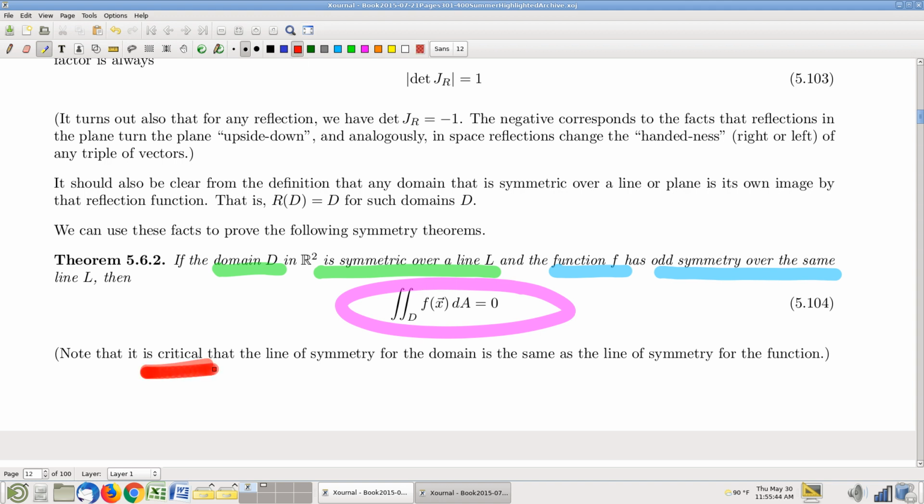It is essential that the line over which the domain is symmetric and the line over which the function has odd symmetry have to be the same line. This is not an issue of formality. The theorem is dramatically, catastrophically false if you're not careful on that point, right? It's got to be the same line. Okay.